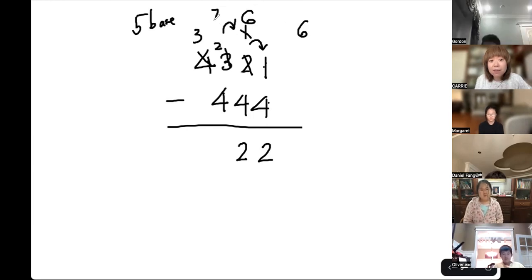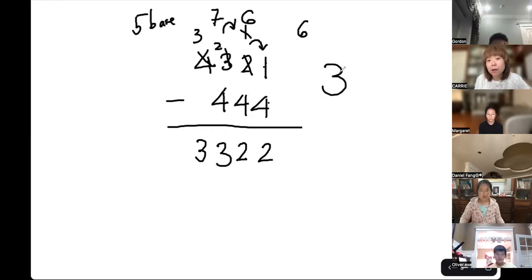So this 2 became what? This 2 became 7. Because every time you borrow 1, remember 在10 base 里面，你们从前面借一个过来，是不是借了10过来啊？对不对？但是那是因为 that's base 10。但是如果你在5 base，你借过来就是5。So that's why this number became 7. 7 minus 4 equals what? Equals 3. So it's 3, 3, 2, 2. So 4, 3, 2, 1 minus 4, 4, 4 equals 3, 3, 3, 2. 好了，那我们看看3, 3, 2 in base 5.